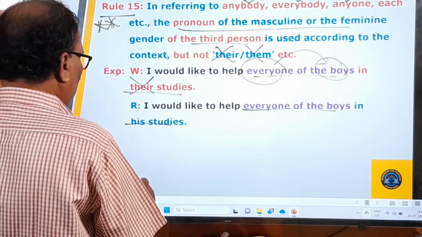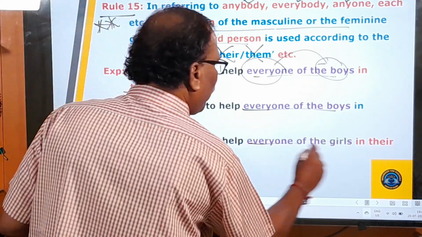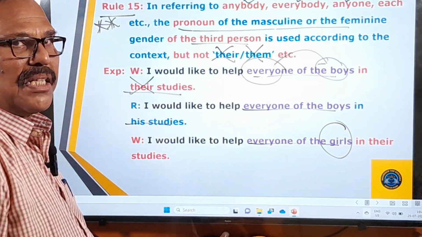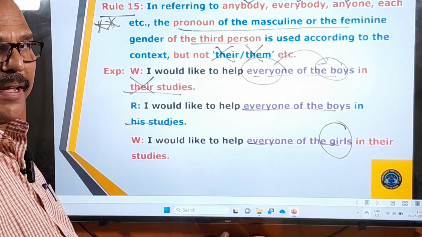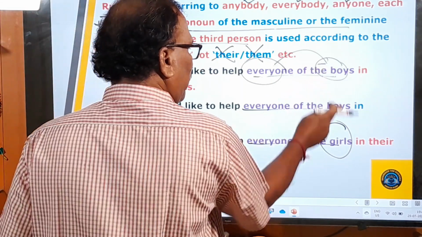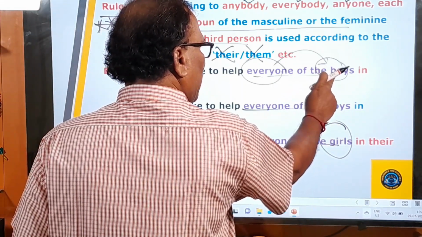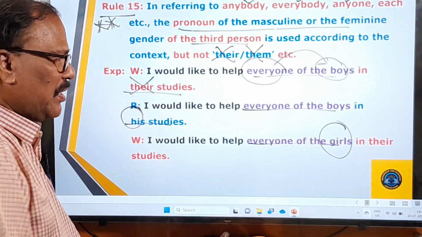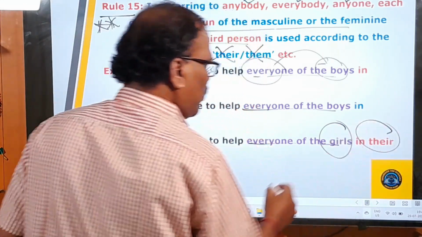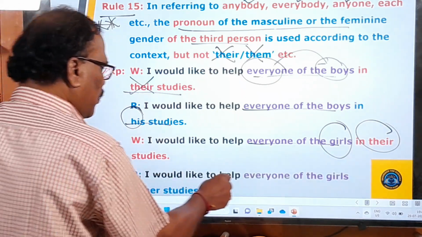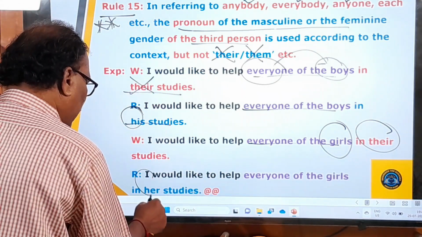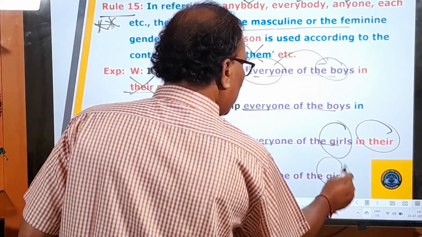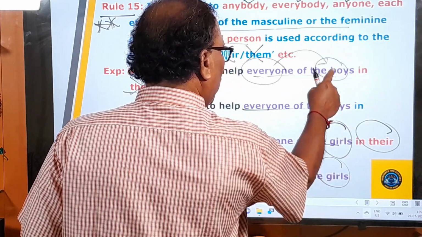One more example is given here. I would like to help every one of the girls. Here, girls is mentioned in the context, so it is feminine gender. If there is a masculine gender, you must use his. If there is a feminine gender, you must use her. Unnecessarily, we should not use their after that. I would like to help every one of the girls in her studies, because you are talking about the girls, that is a feminine gender.